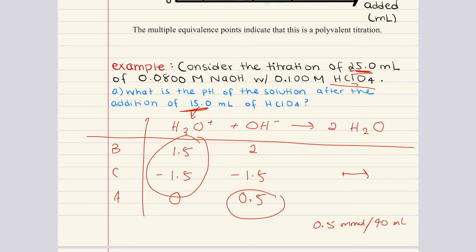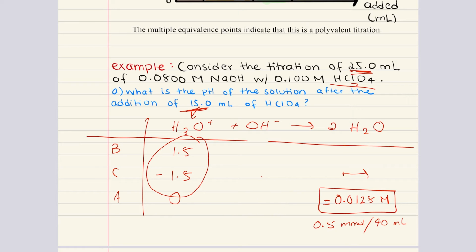And 0.5 millimoles divided by 40 milliliters is going to give us a concentration of 0.0125 molar. We're going to be using this value now to calculate the pOH, because remember, pOH is the negative log of our hydroxide ion concentration. So we're going to write that down. pOH is equal to the negative log of our hydroxide ion concentration, which we just calculated to be 0.0125. If we plug this into a calculator, we're going to get that the pOH is equal to 1.90.